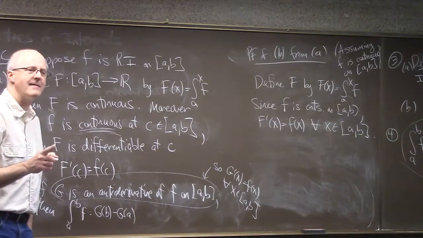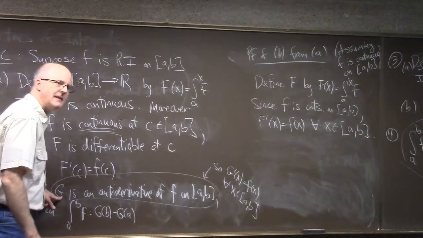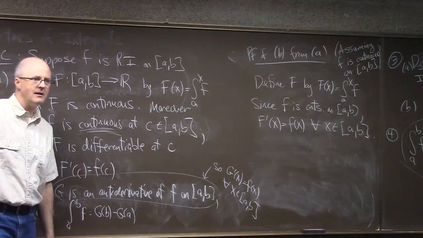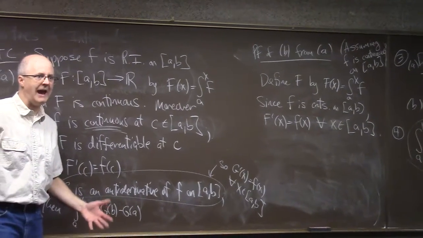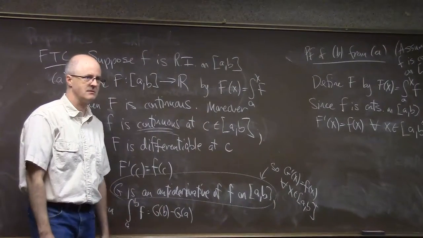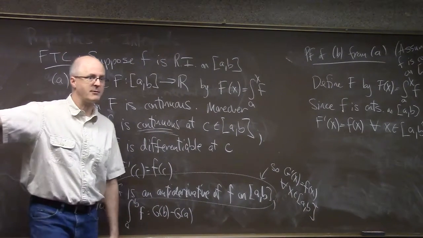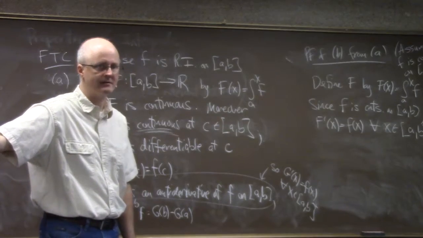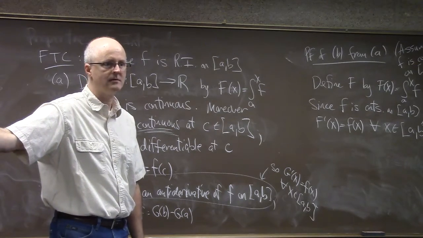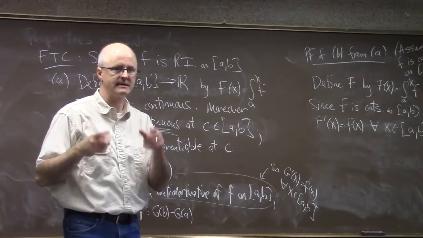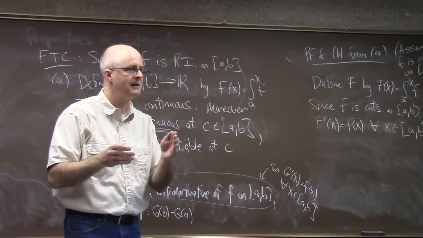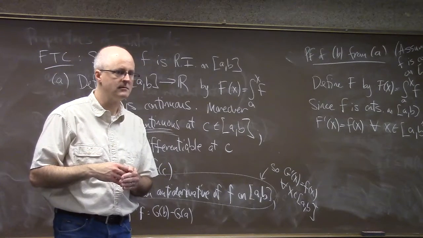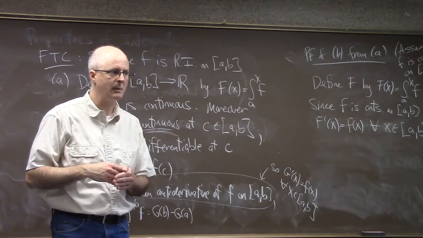Okay. How do you relate that to G? Go back to chapter 4. Both capital F and G are antiderivatives of the same function. We know from chapter 4, as a consequence of the mean value theorem, that means they differ by a constant on the interval. They are antiderivatives of the same function on the same interval. Therefore, they differ by a constant on that interval. Remember that?